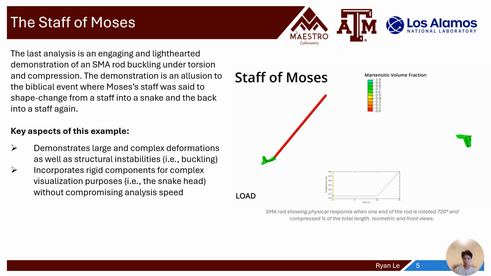The last analysis we'll be looking at is a much more engaging and lighthearted demonstration of an SMA rod buckling under torsion and compression. Titled The Staff of Moses by Dr. Mengir, this demonstration is an allusion to the biblical event where Moses' staff was set to shape change from a staff into a snake and then back into a staff. So, the end of the rod with the snake head will be rotated 720 degrees and then compressed a quarter of the total length of the rod.